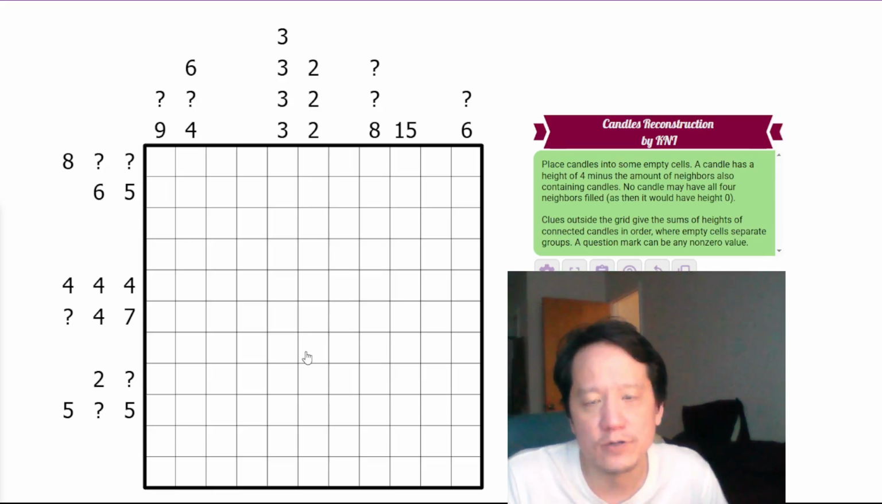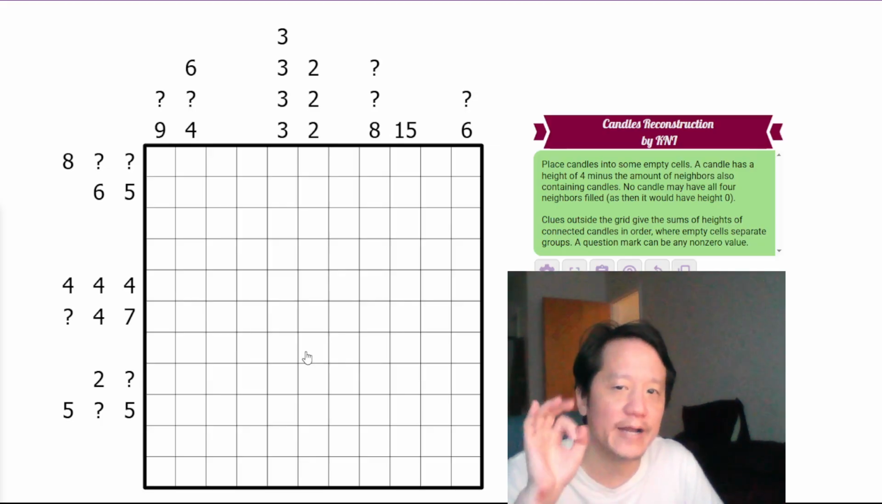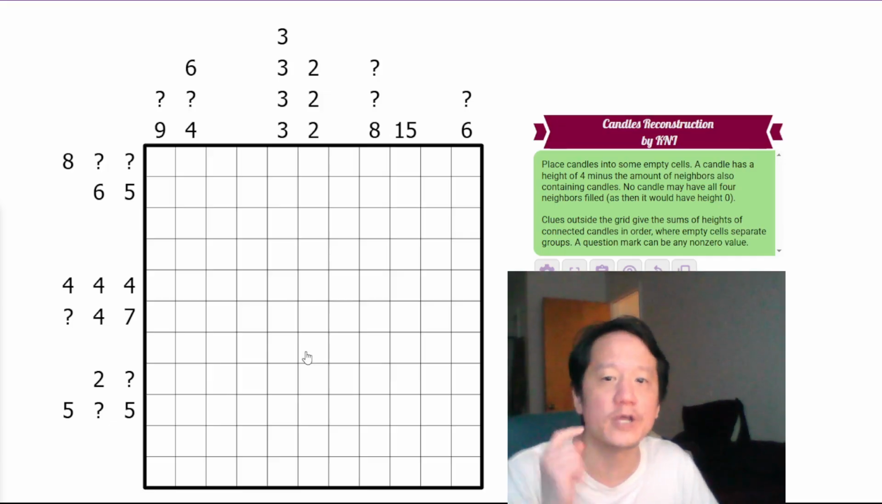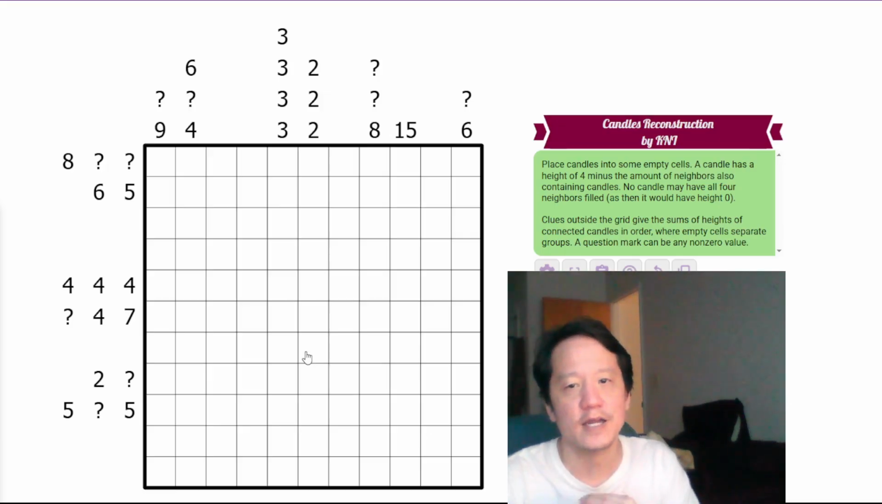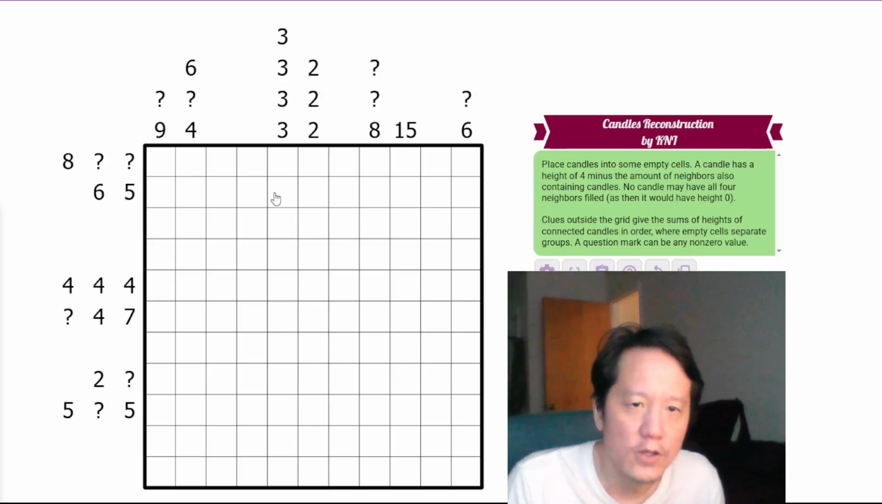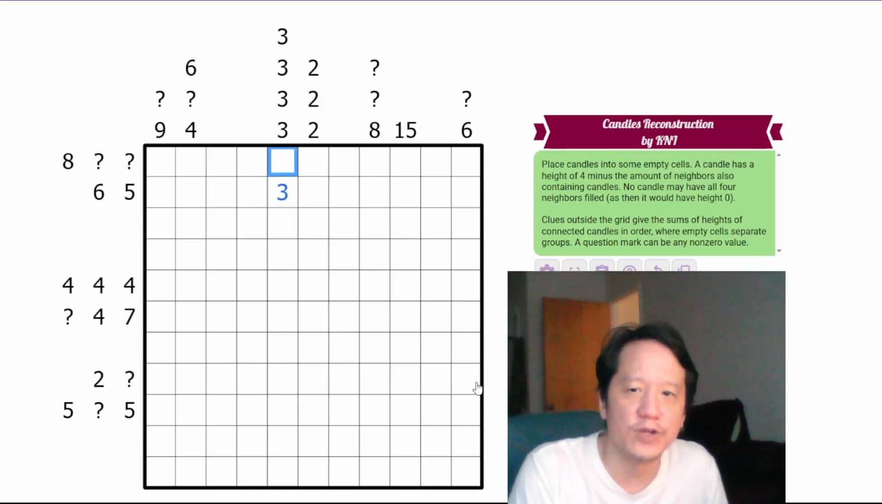A candle has a height of 4 minus the amount of neighbors also containing candles. That is, no candle may have all 4 neighbors filled, as then it would have height 0. So, for example, you could place a candle here of 3, and that means one of its neighbors must have a candle in it.